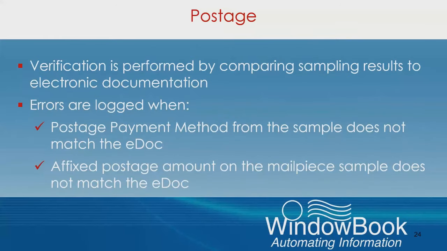Postage is also examined, and that verification is performed by comparing, again, the sampling results to the electronic documentation. You can see a theme here. So typical errors would be if the postage payment method from the sample does not match the EDOC. So let's say, for example, you have a permit imprint or indicia on the mail piece that's examined from the sample, but your EDOC says that you have metered the mail. That would be an error. Or if the affixed postage amount on the mail piece sample does not match the affixed amount of postage that you've got in your EDOC, that would also be an error.